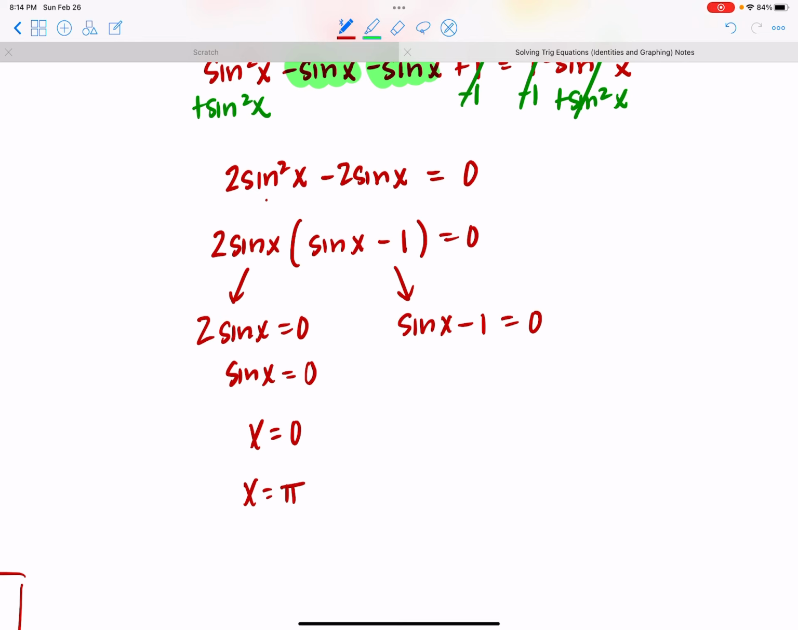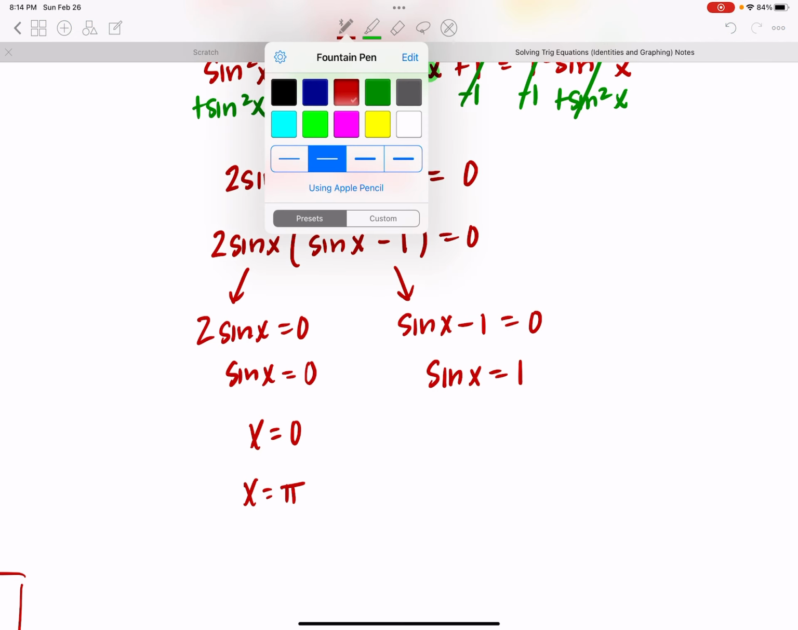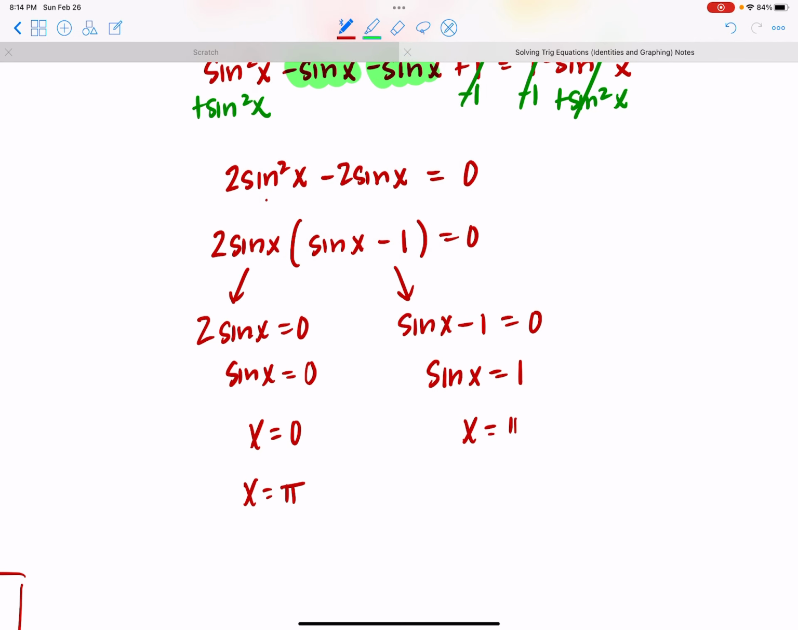And then over here, I'm going to add 1 to figure out now where my sine of x is going to be equal to 1. So back to my unit circle. Where do I have a sine value of 1? Only happens right here at pi over 2. So then here we're going to say x is equal to pi over 2.